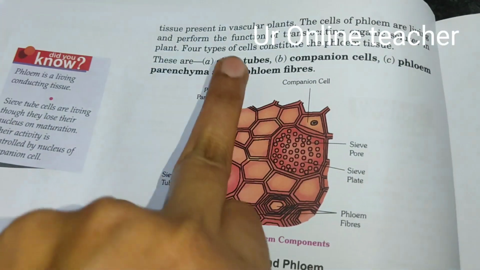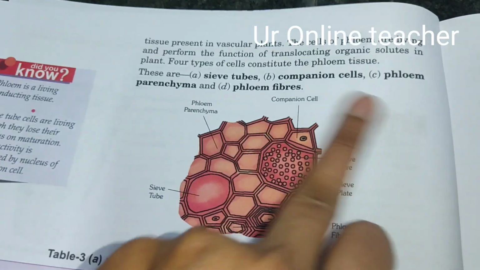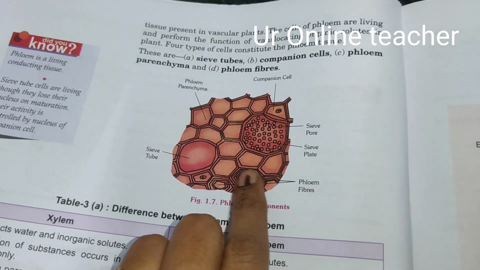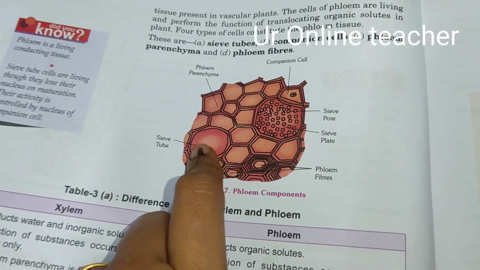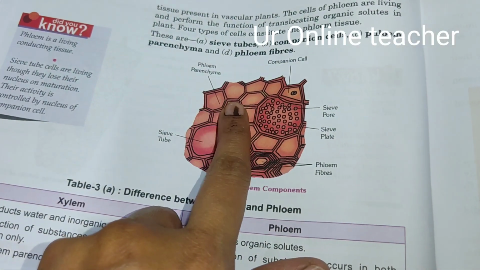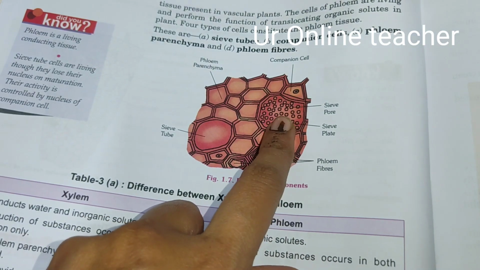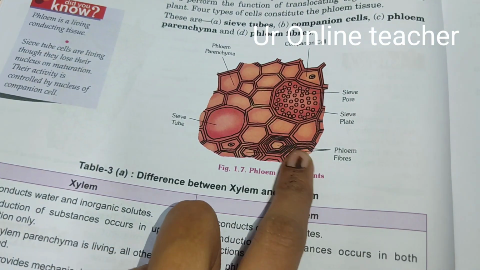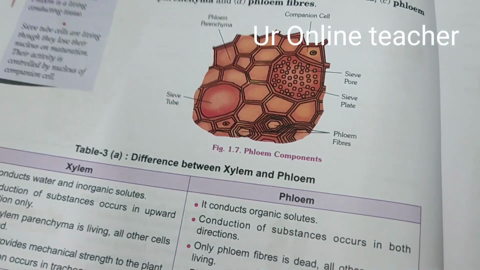What are they? Sieve tubes, companion cells, phloem parenchyma and phloem fibers. See here components: sieve tubes, phloem parenchyma, companion cells. In this, the sieve plate has sieve pores, and phloem fibers. Like this they give components.